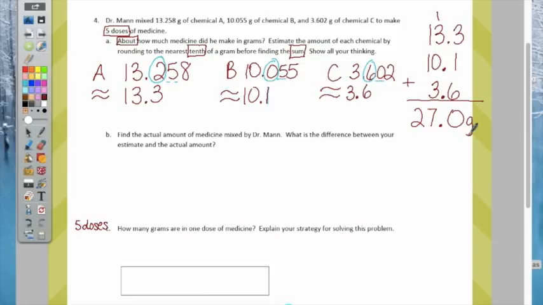Okay, now the next one says to find the actual amount. So when I find the actual amount, I've got to use the numbers from my problem, not the ones I rounded. So I'm going to take these 3 numbers and add them together. Wait, let me read the rest of the problem. Then it says, what is the difference between your estimate and the actual? What does difference tell me to do? Subtraction. So once I get the actual amount added together, I will subtract to find the difference.